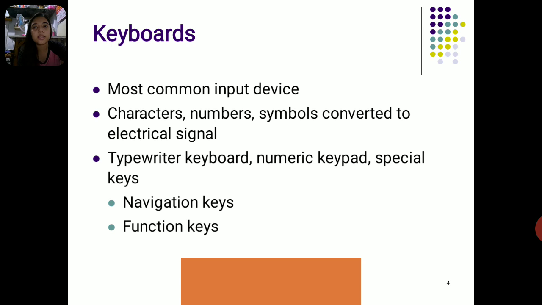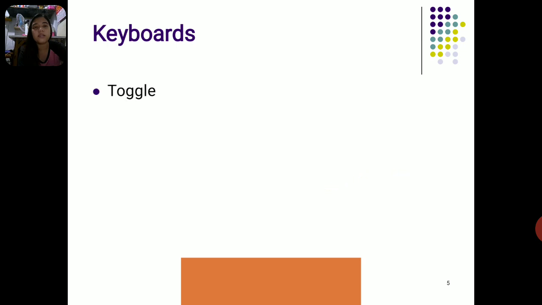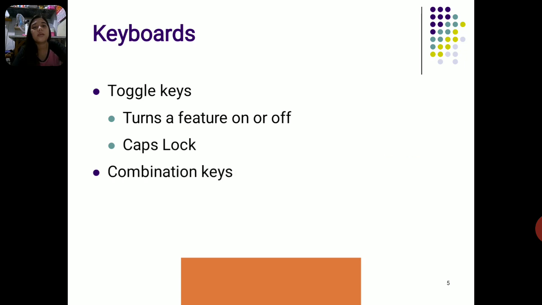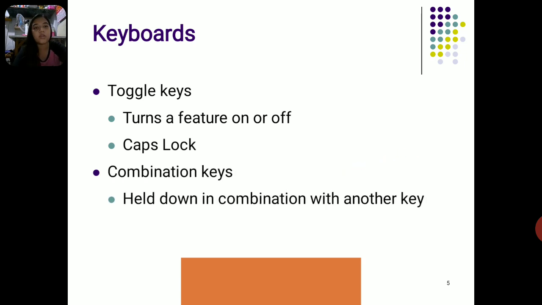And then next one is the function keys, Windows key, and then toggle keys, which turn a feature on and off. So meron dun tinatawag sa keyboard natin na on and off na pwede mong mapindot kung sira yung isa mong hardware, pwede mo siya magamit through your input devices. So caps lock, combination keys, held down in combination with another key. So meron tayong tinatawag na control plus alt, ganon. So kaya natin siyang i-navigate through keyboards. So control key, yung sinabi ko nga, control key and alt key.